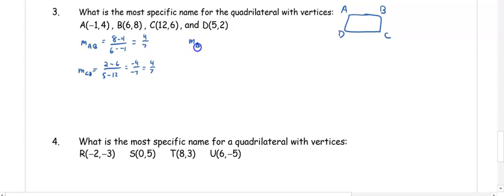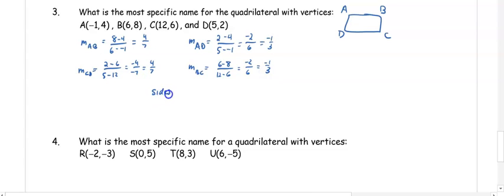Then we have AD, which is 2 minus 4 over 5 minus negative 1. That gets us negative 2 over 6, which is negative 1/3. And BC is 6 minus 8 over 12 minus 6, which is also negative 2 over 6, negative 1/3. So 4 over 7 and negative 1/3 are not opposite reciprocals, so that means these sides are not perpendicular.